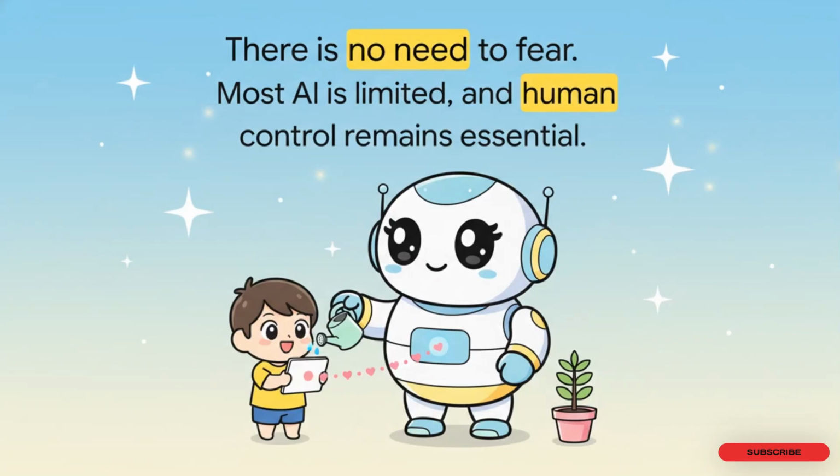So, here's the bottom line. There is absolutely no need to fear a robot takeover. The AI that's all around us is limited to its one specific job. And in every single one of those systems, human control, human oversight, and human programming are completely essential.